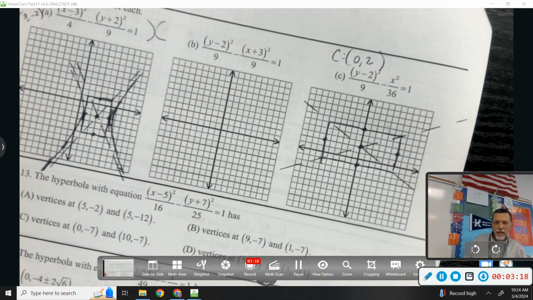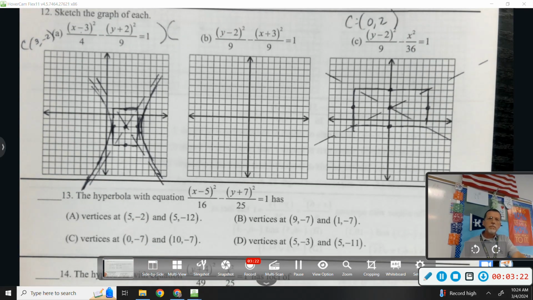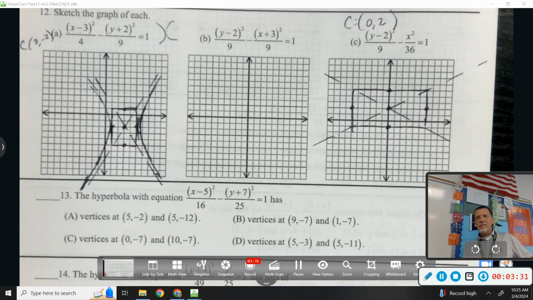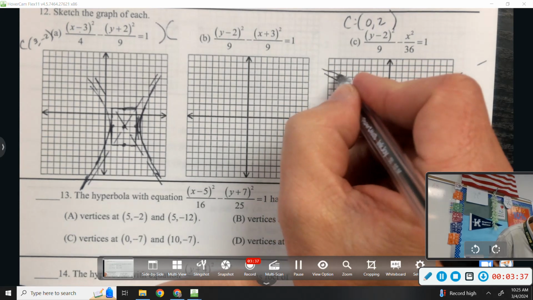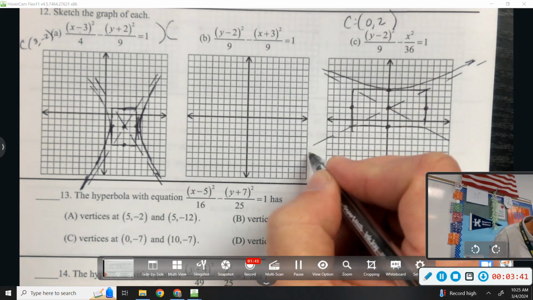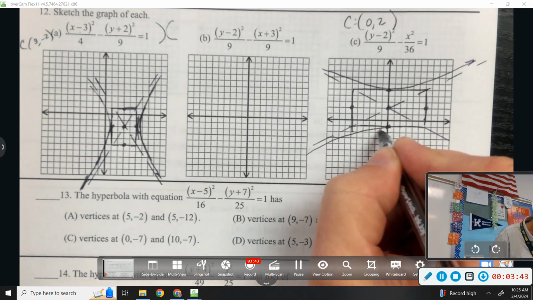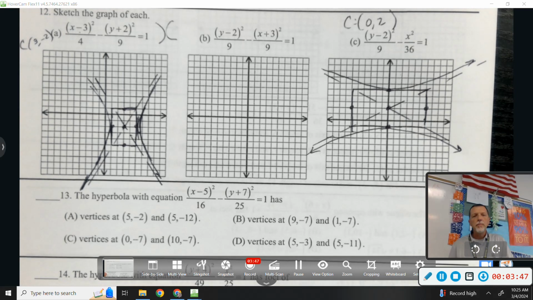And then is this one left and right, or up and down? Pulling popsicle sticks for a minute. Up and down or left and right? Which one is it? Yes, up and down, because the y is first. So again, it doesn't matter who's bigger. What matters is who's first. So this is a very wide hyperbola. There we go.